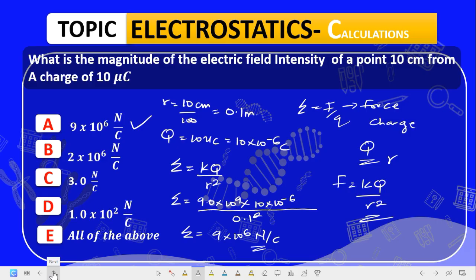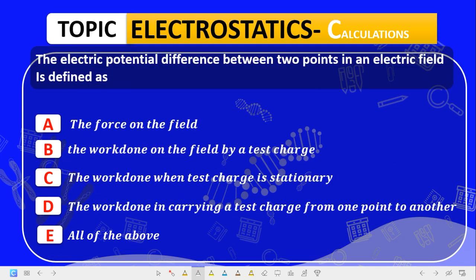Now let's look at the next question. The electric potential difference between 2 points. Okay, we've answered this question before. The correct answer is D.